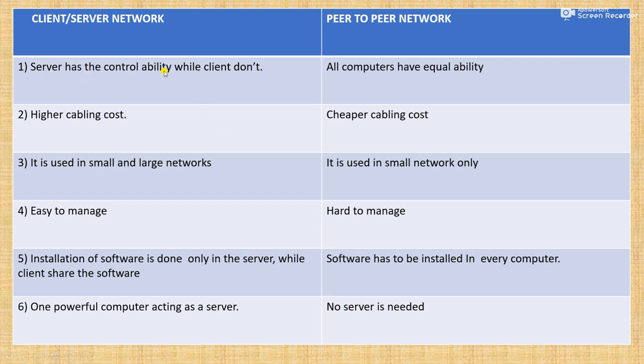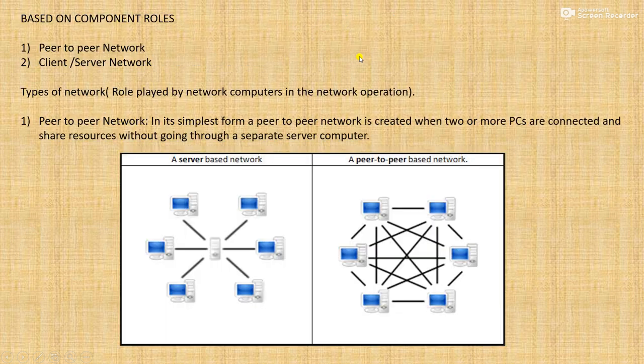Server has the control ability while clients don't. We have discussed that the bank server is also a server. Basically, it contains all the data, but the client cannot control this, so the server can control. In a peer-to-peer network, all the computers have equal ability. Look, what happens in peer-to-peer? No computer is big or small. All the computers are of equal range. But in a server based network, one computer is connected with all the computers.